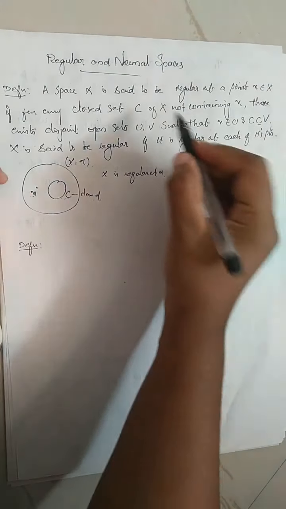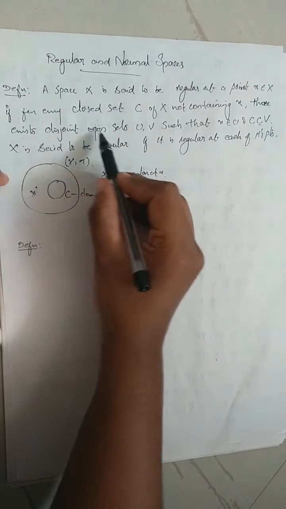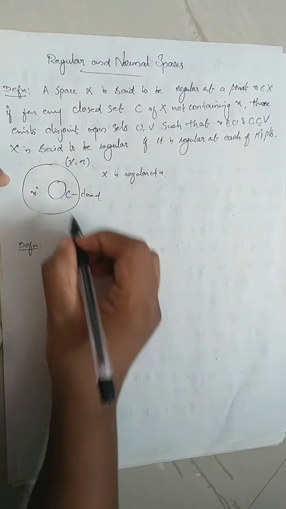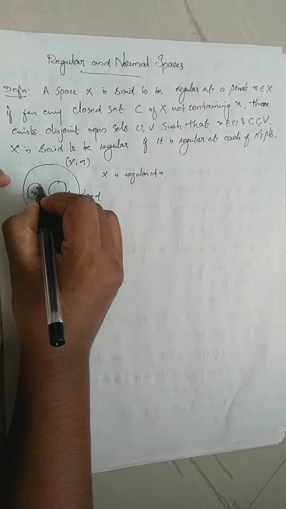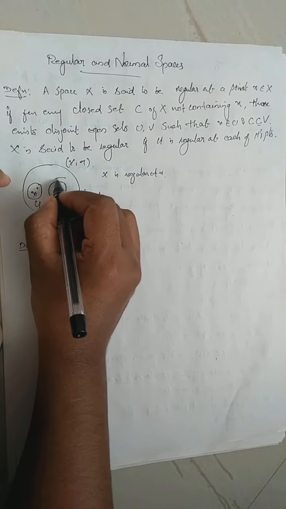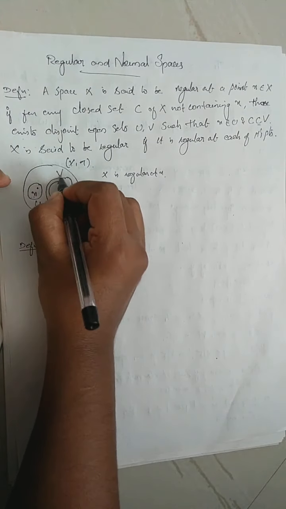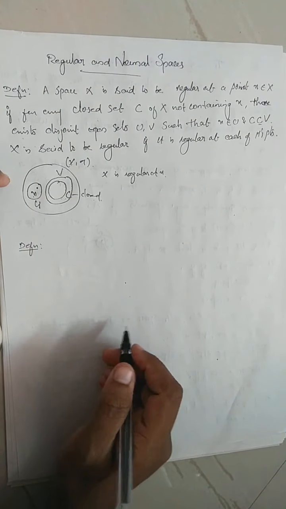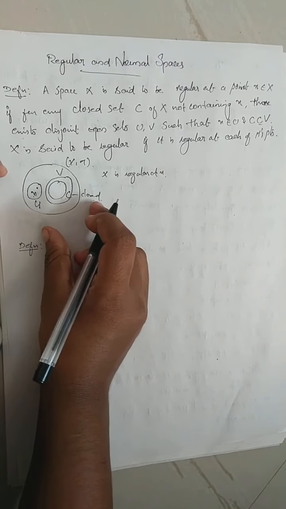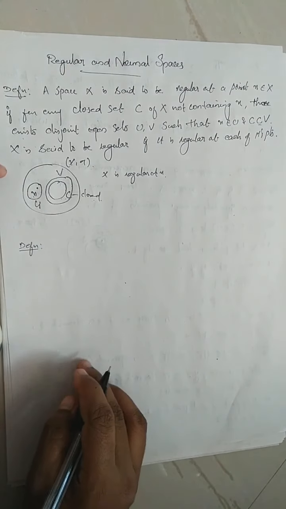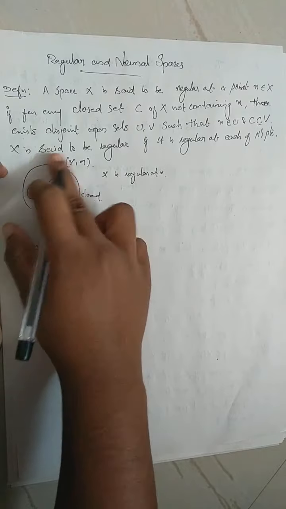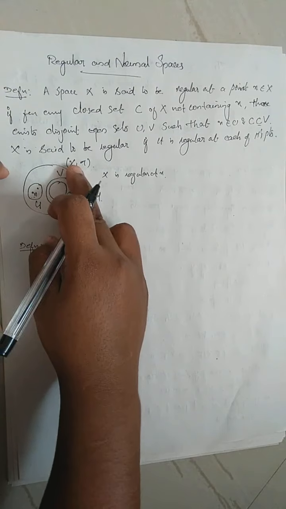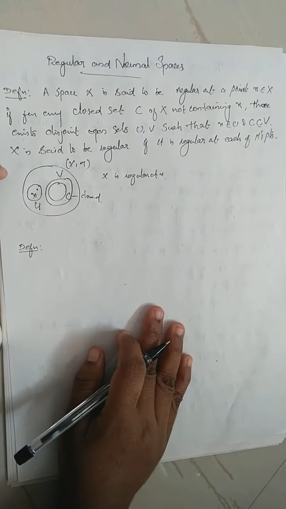Then this definition says that there exist disjoint open sets U and V such that x is in U, C is contained in V. There exist disjoint open sets U and V such that x belongs to U and C is contained in V. And U and V are disjoint, they have no common elements. So this is the property of regularity at a point x. The whole space X is said to be regular if it is regular at each of its points. If it is true for any point x in capital X, we say that the space is regular.